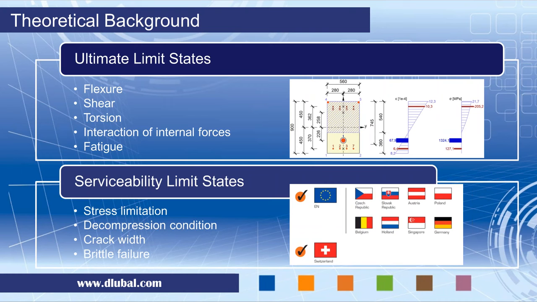Then we should be talking about the background of sectional design. We see ultimate limit states and serviceability limit states, and the whole list of checks. Anyway, you saw the possibilities in RF-TENDON Design, and here you can also see the German and Austrian flags. So we have national annexes of the DIN code and norm.